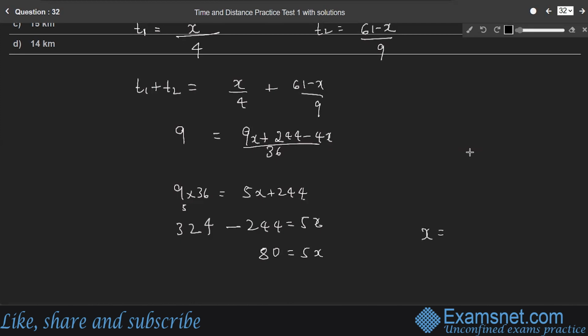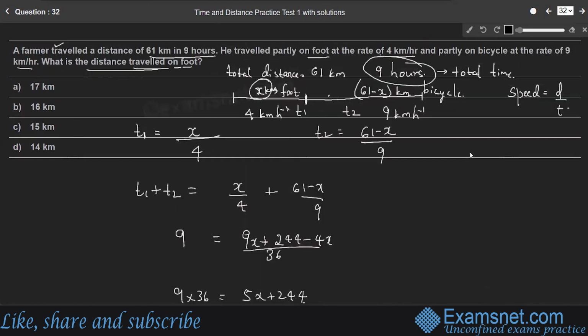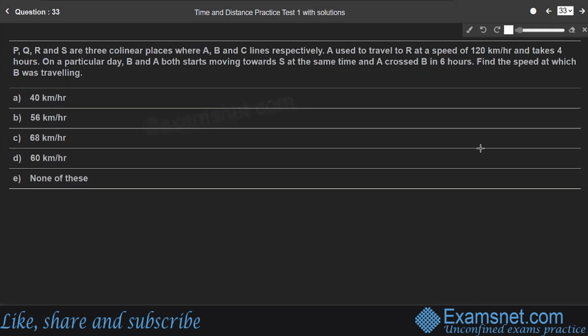So we have 80 is equal to 5x. Therefore, the value of x becomes 80 by 5, which is 16. Here 16 kilometer is the distance traveled by him on foot, the value of x. Hence, option B is the right answer. Question number 33. P, R and S. Here is a small correction. P, R and S are three collinear places where A, B and C lie respectively.